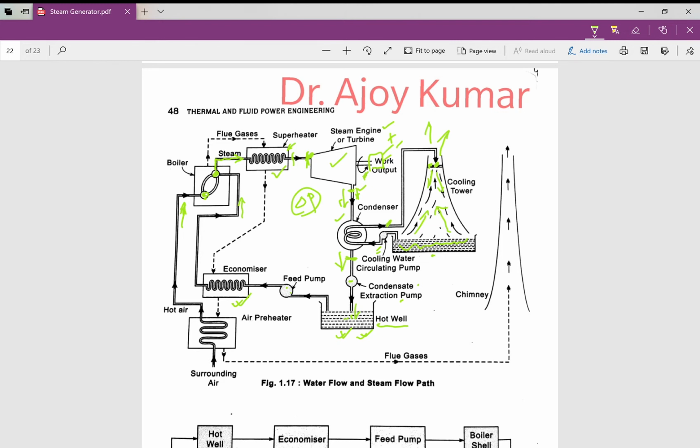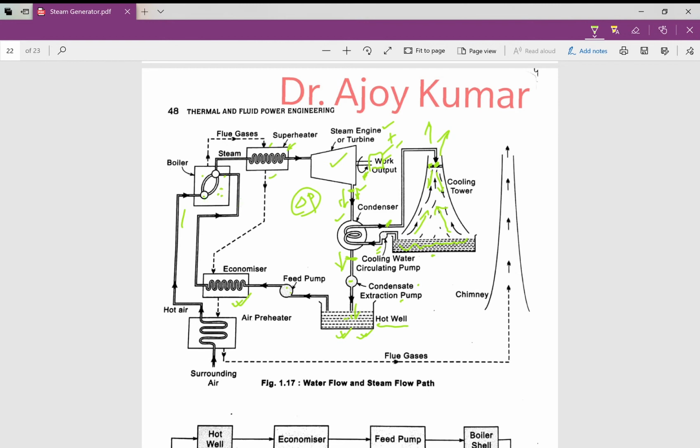In this economizer, there is heat transfer taking place. Prior to that, let us see the path of flue gas. This flue gas, that is hot gas, comes out from the boiler. First, heat from flue gas is supplied in the boiler itself, right? After supplying heat in the boiler itself, this flue gas supplies an additional amount of heat to the superheater, so that at the outlet we will be getting superheated steam, right?